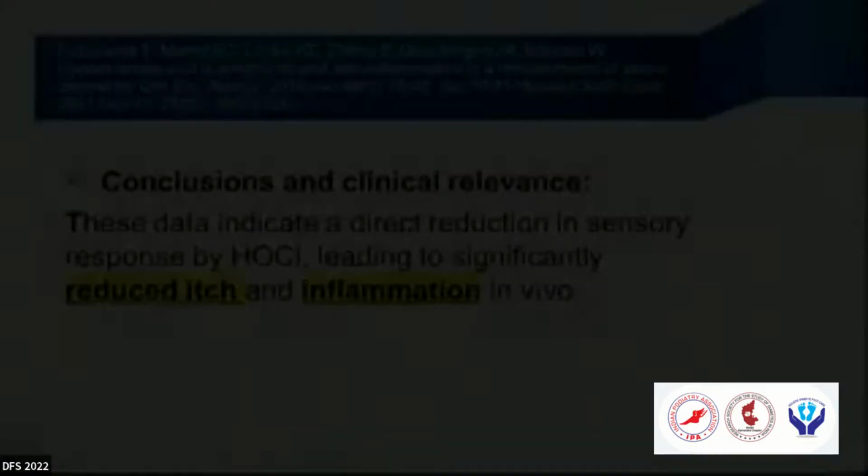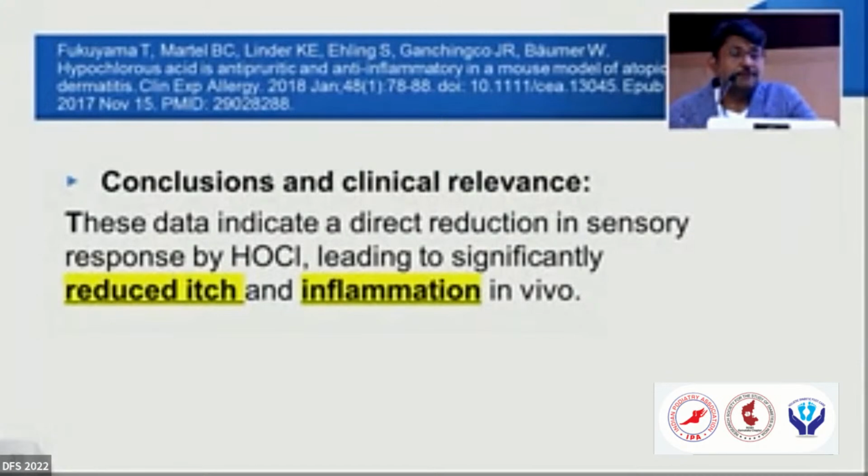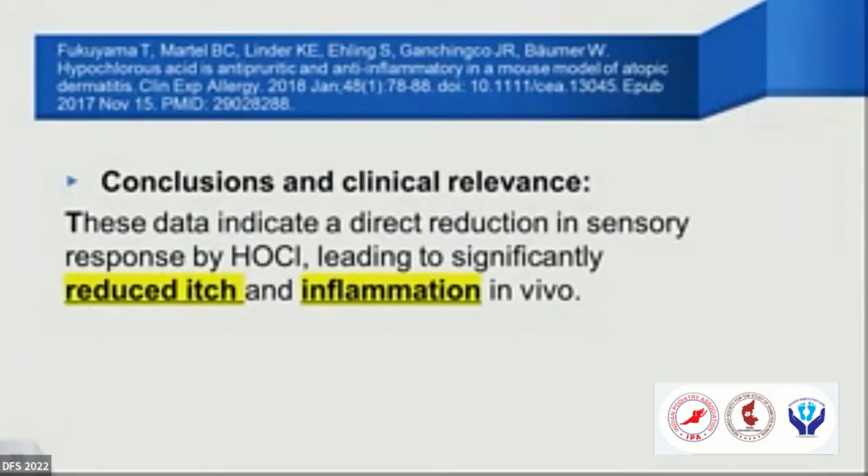Let me talk about inflammation. When we look at inflammation, Fukuyama T et al. came up with a trial and concluded that this particular solution reduces itching, pruritus, and also inflammation in vivo.